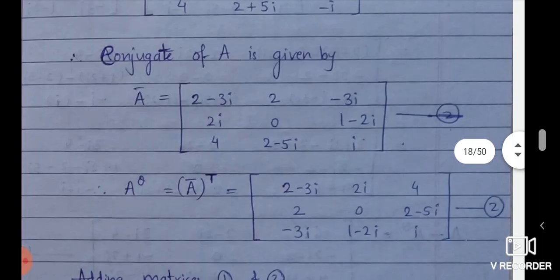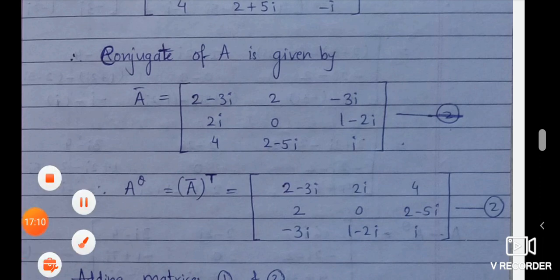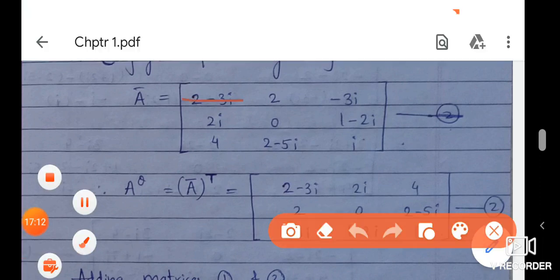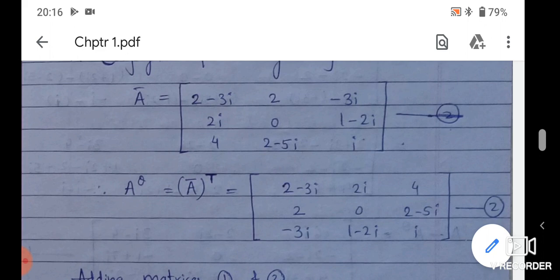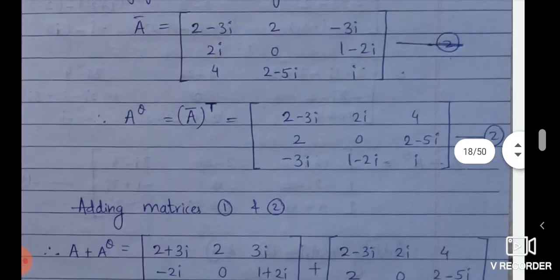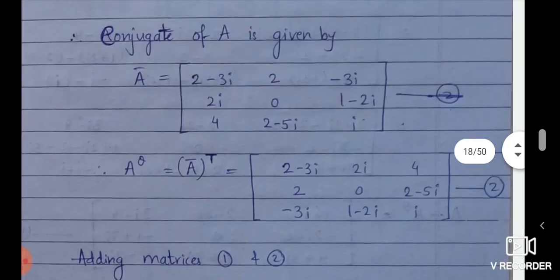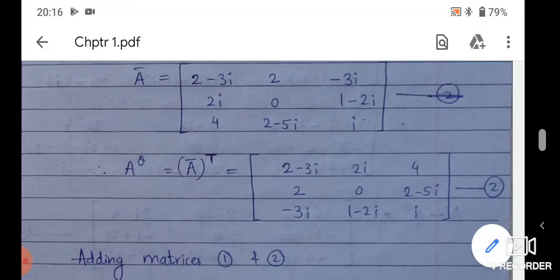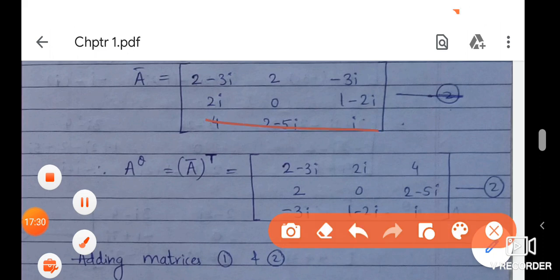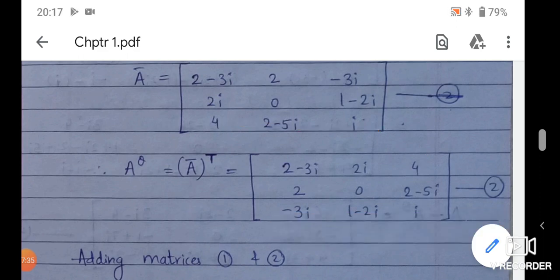That was your conjugate. Then what we have to do? We have to take the transpose of the conjugate matrix. So just interchange the rows and the columns. See here, you can observe this was your first row, now it is in the first column. Then the second row is in the second column, then the third row is in the third column. So that is the transpose of the matrix.